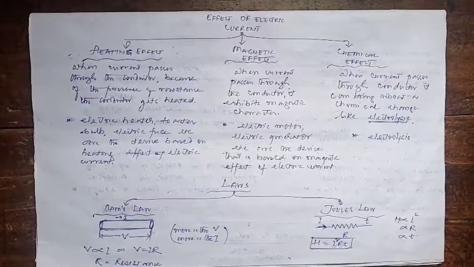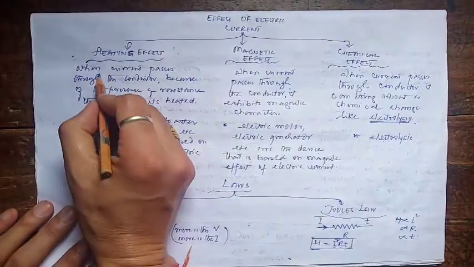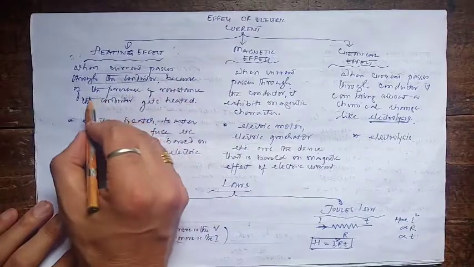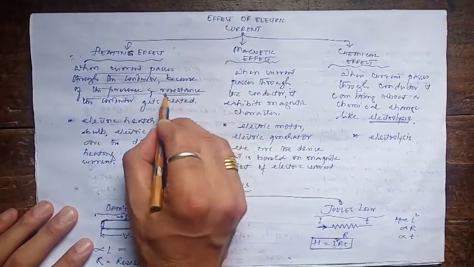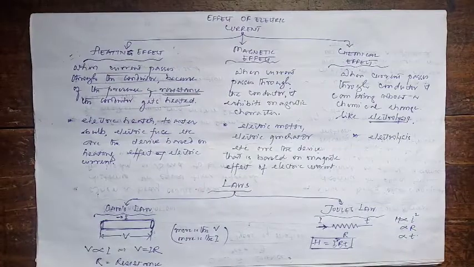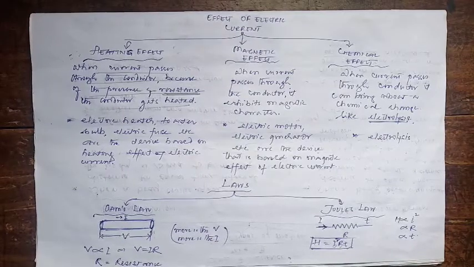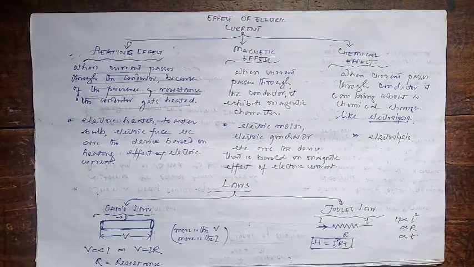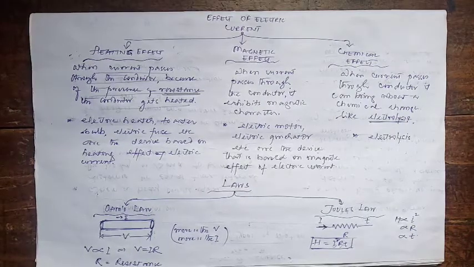So the heating effect, let's understand it, students. When current passes through the conductor, because of the presence of resistance, the conductor gets heated. The reason is the resistance. The more the resistance, the more heat will be generated. The lesser the resistance, the less heat will be generated when the current passes through the conductor.